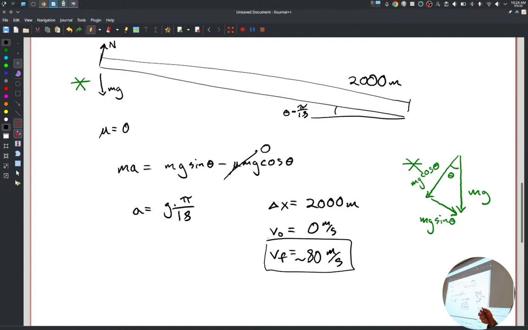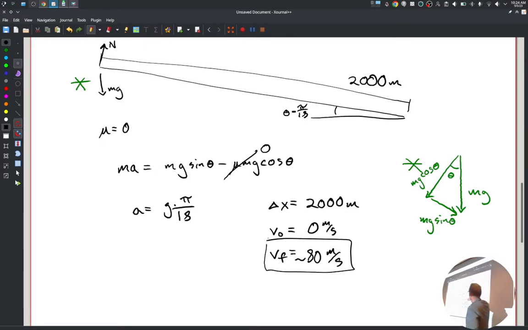How fast are you going? 179 miles an hour. Yeah, like double it. Double that to get miles per hour. So you're doing 170 miles an hour, 160, 170 miles an hour. That's fast. Can you write out the equation you used to find it? This one? Yeah, that one.